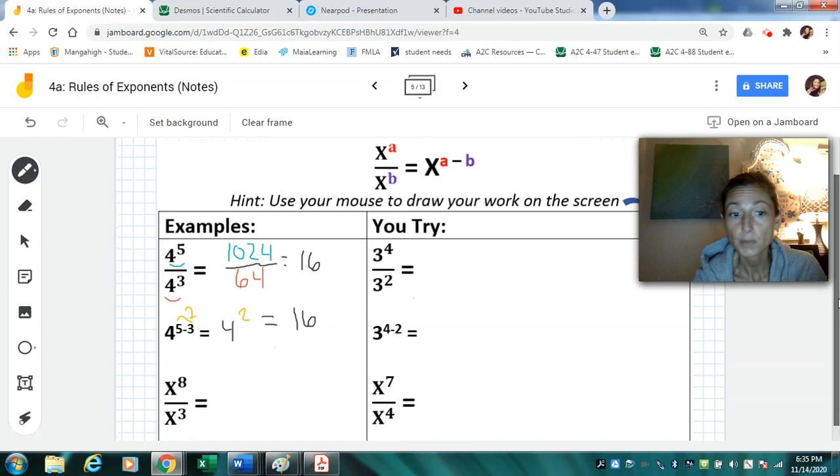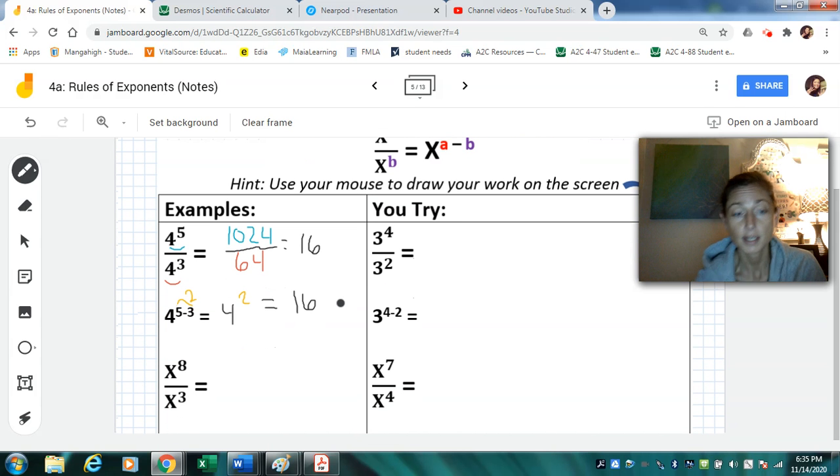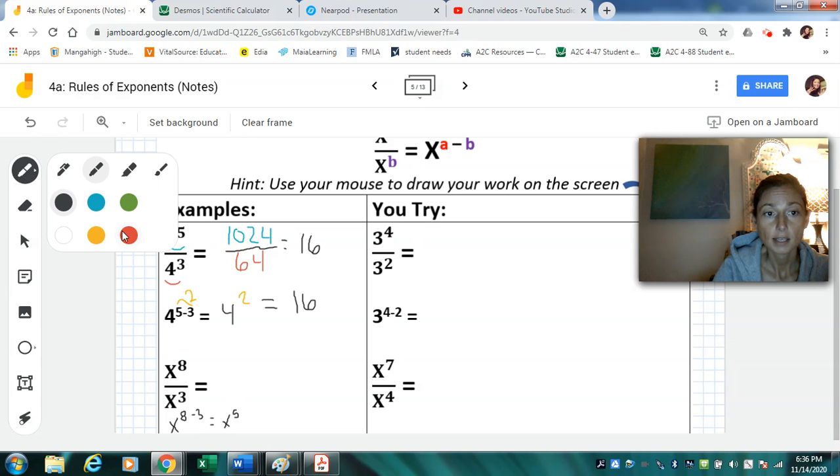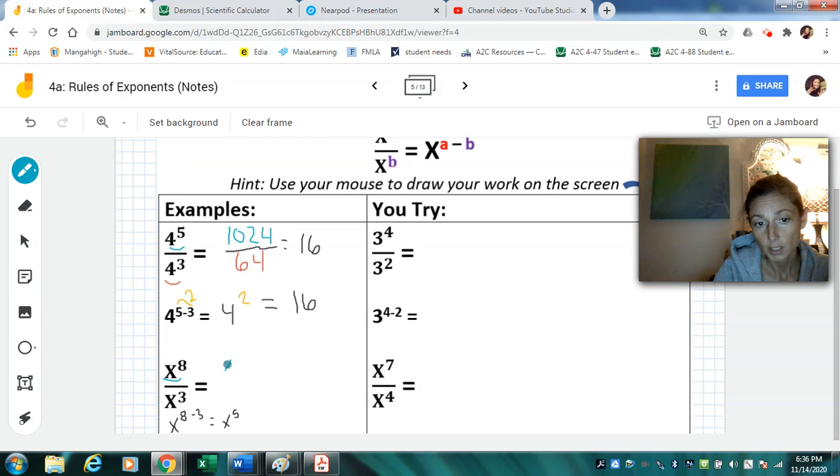Now, the reason why that works, we're going to look at that with some x's here. So if I were to expand out all of these x's, of course, I could do the shortcut. 8 minus 3 is 5. So that would be x to the 5th. But if I take this x to the 8th here, I'm just going to see why this works.